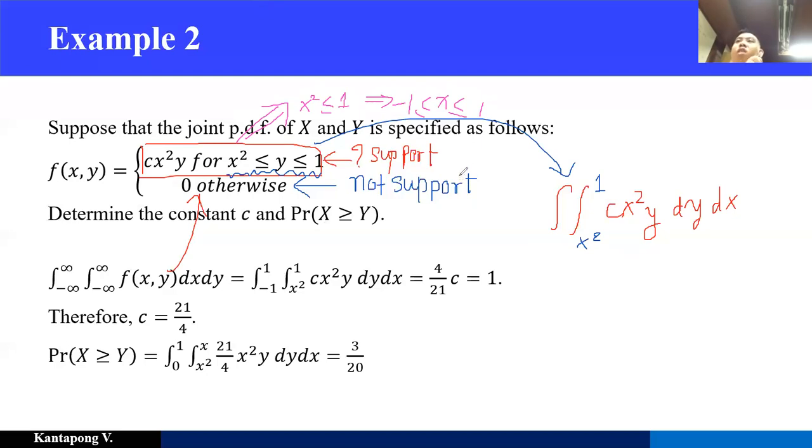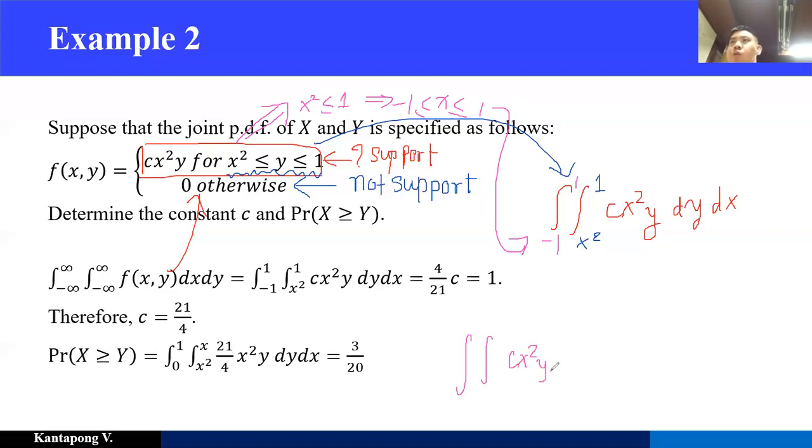And this is the area that we're interested in. So we can plug in -1 and 1 here. The double integral is not difficult, I think you have reviewed it already. So C is equal to 21/4. And next, the probability of x greater than or equal to y. We will start slowly with this example.